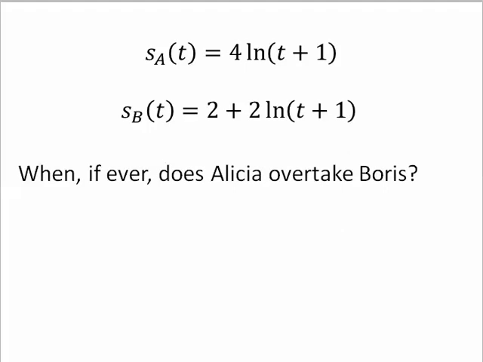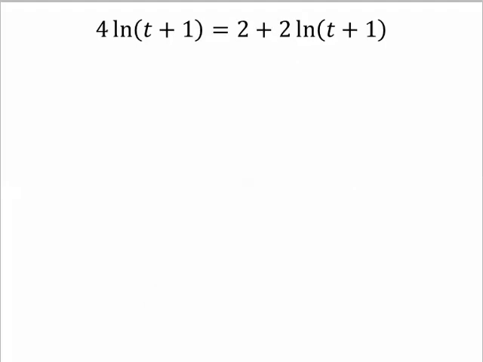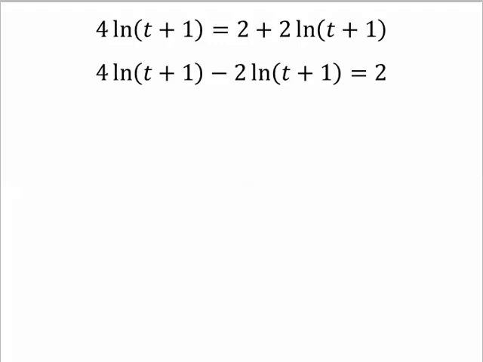When, if ever, does Alicia overtake Boris? That's the same as setting the two position functions equal to each other and solving for t. So that's what we're going to do. We have 4 ln equals 2 plus 2 ln. Get all the ln's to the left-hand side. So I have the ln's on the left-hand side, and I leave the 2 over on the right-hand side. Do the subtraction, 4 ln's minus 2 ln's.